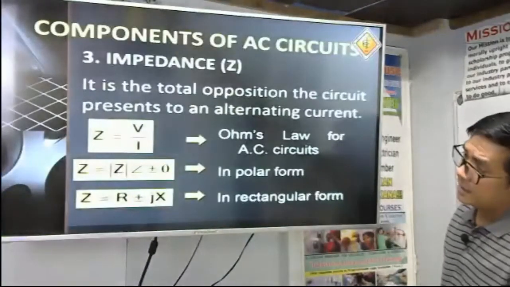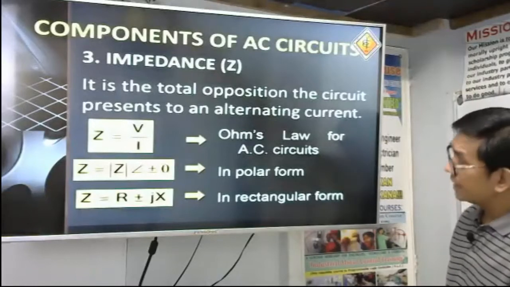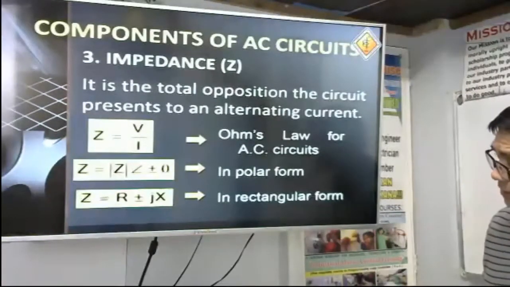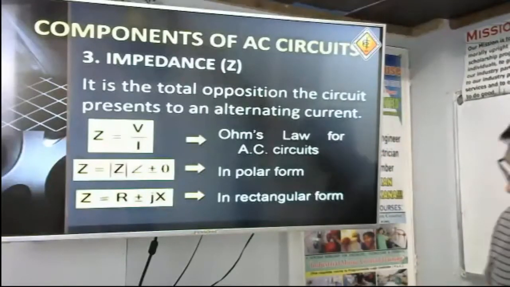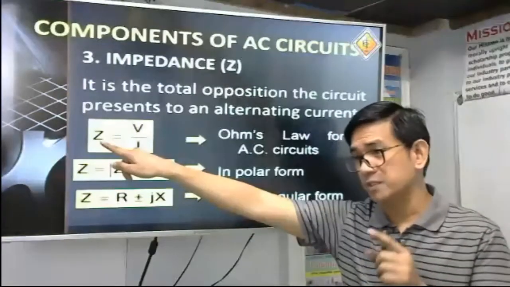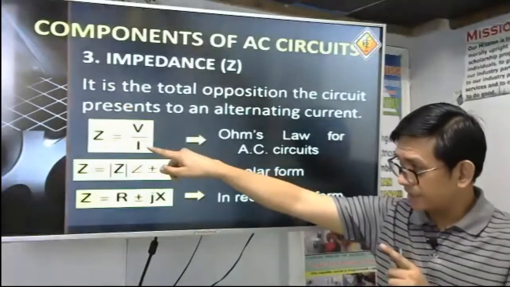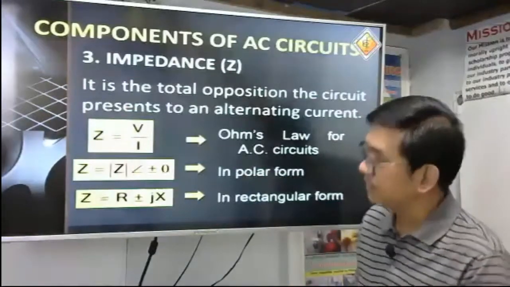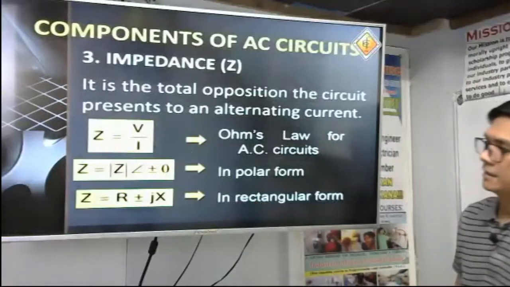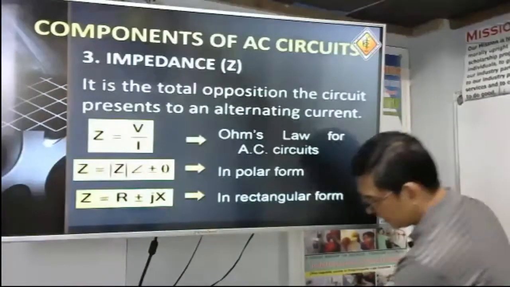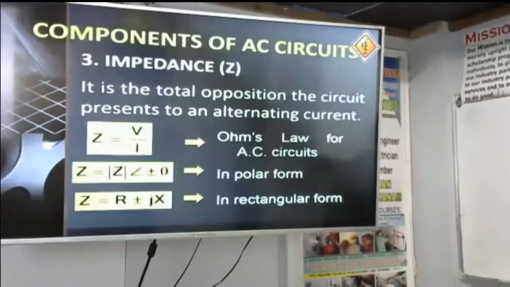Okay, we have the impedance. That is the total opposition of the circuit to an alternating current. So by Ohm's law, remember, there is also Ohm's law in AC circuits. We have Z equal to V divided by I, just like in DC circuits, where the resistance is V over I. In polar form, let's have our triangle.